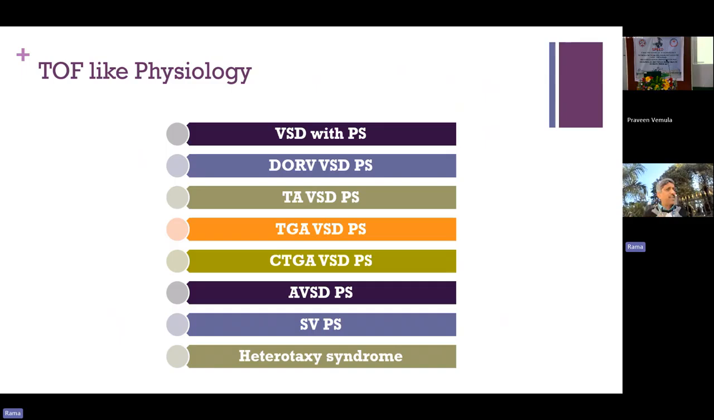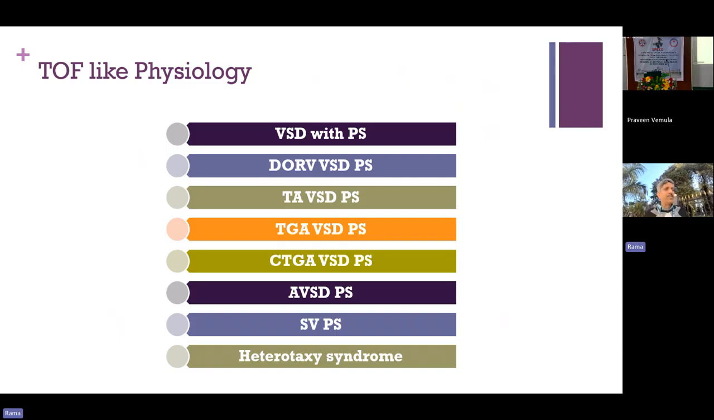So what are the different tetralogy-like physiologies you can encounter? These are the various ones: VSD with PS, you can have DORV with PS, then you have tricuspid atresia, TGA, corrected TGA, then AV canal defect, single ventricle with PS, and heterotaxy syndrome.